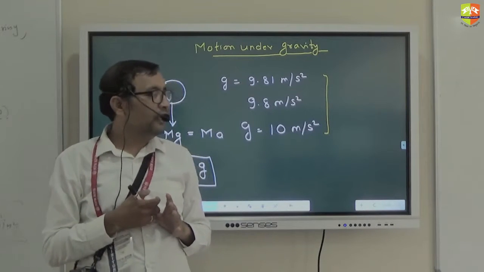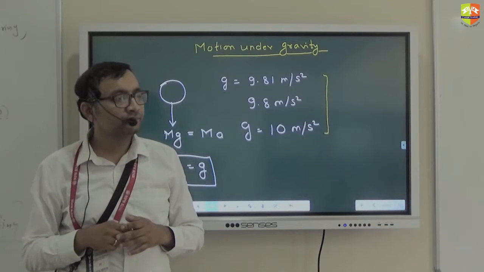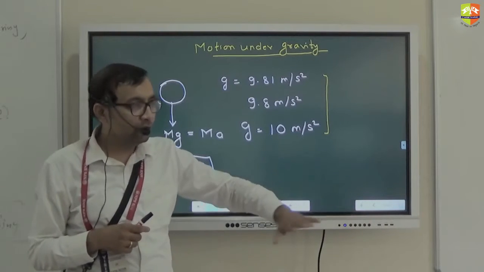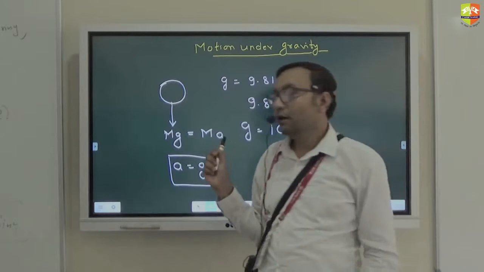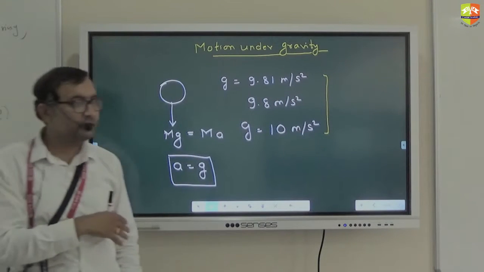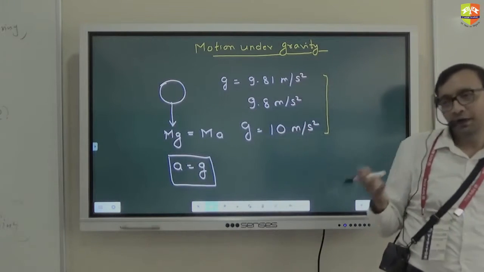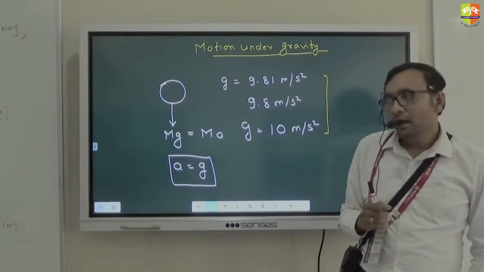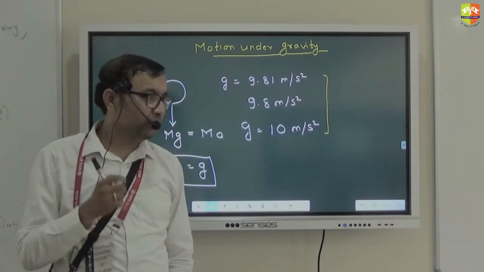So, if the object is near the earth surface, how will the earth surface look? Flat. It looks like a flat surface. So, when we solve questions from this topic, motion under gravity, we are assuming earth to be flat and acceleration to be constant, which is g, which is 9.8 meter per second square, unless stated otherwise.